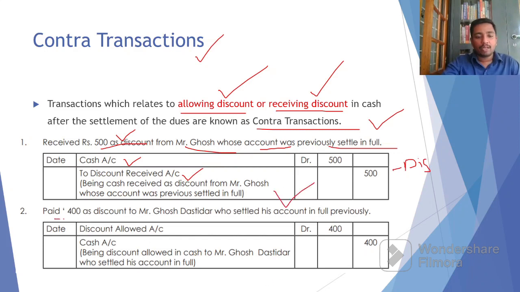Similarly, suppose 400 is paid as discount. This is discount allowed, which for a business is a loss, so that is debited, and the credit goes to cash. This entry also has discount as one of its aspects, so this type of transaction is known as a contra transaction. So this is all about the cash book.